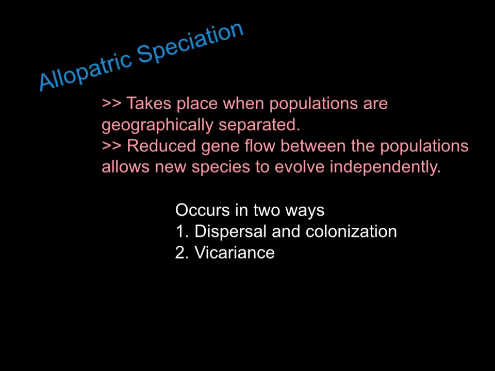The first mode of speciation that we're going to go over is allopatric speciation. This one is pretty easy to conceptualize, and it takes place when populations are geographically separated. That can mean something like a river starts flowing through what was once a single landmass and separates the population enough that gene flow is reduced and a new species evolves independently. There are two ways in which this can happen. The first is through dispersal and colonization, and the second is through vicariance.